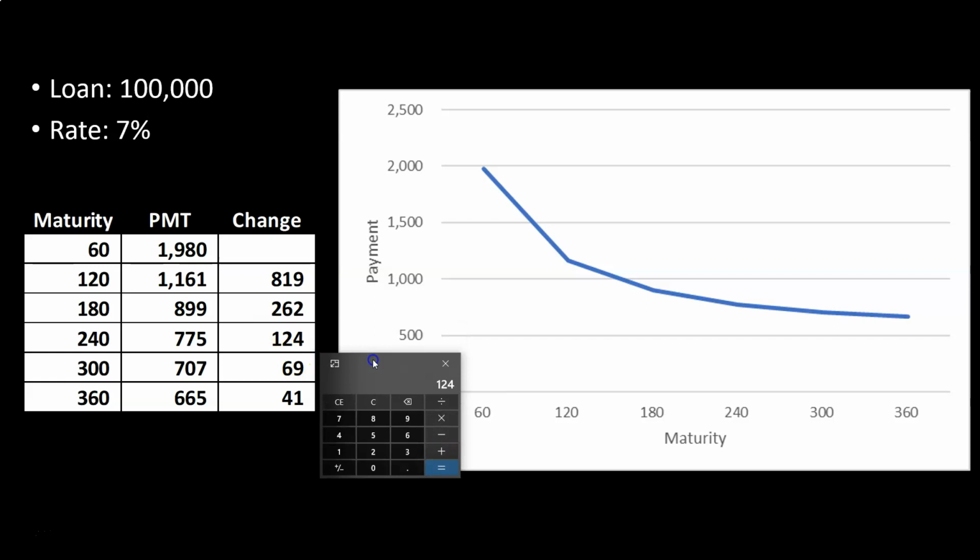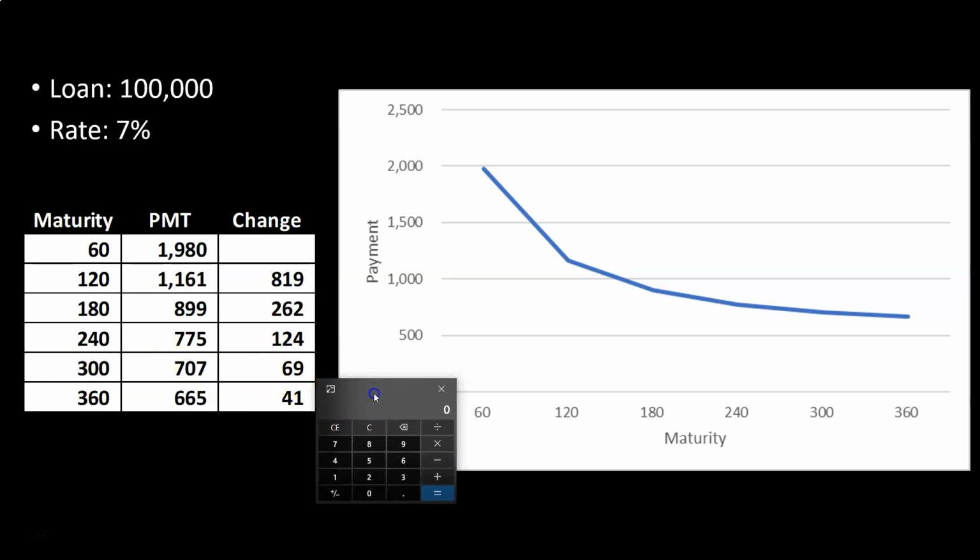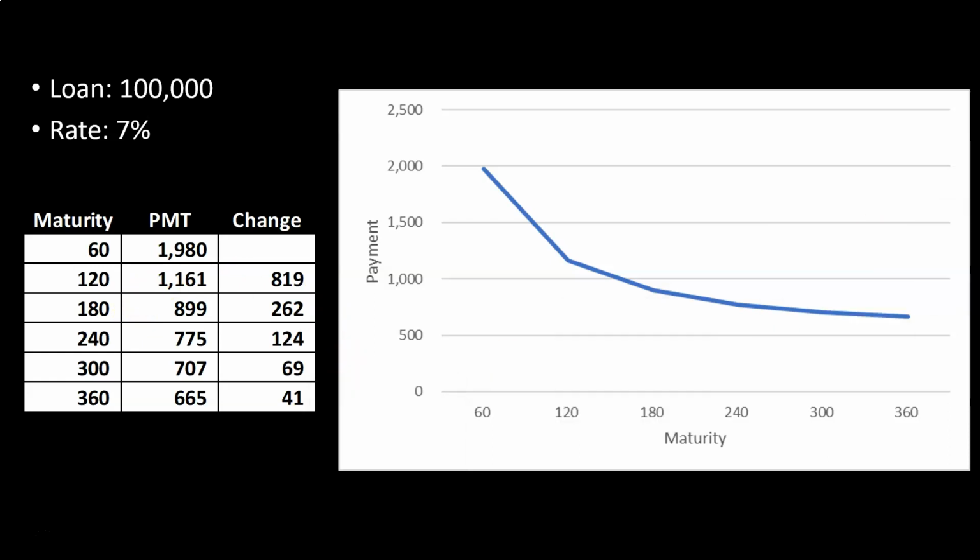And then if I did it again, we're going to go from 240 up another 60 periods to 300. What's that do to the payment? Well, it was 775 minus 707. So now it's about 69, 68 rounding change. And then finally, if I go from 300 periods to 360, it's going from 707 to 665, or 41 or 42 about. So if we graph that out, we say, okay, what is the impact?